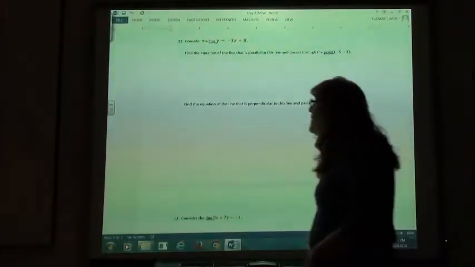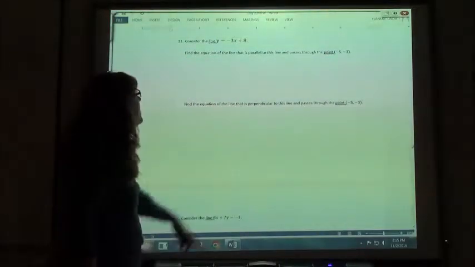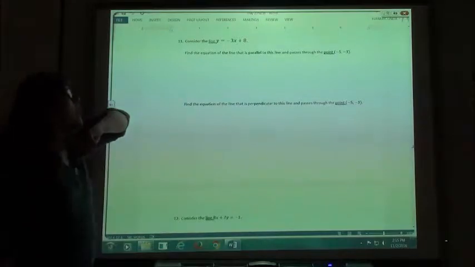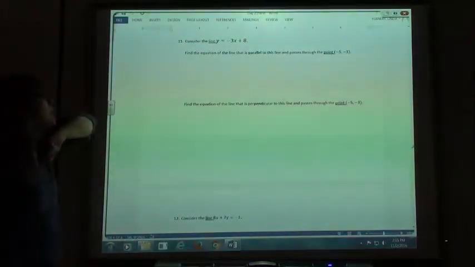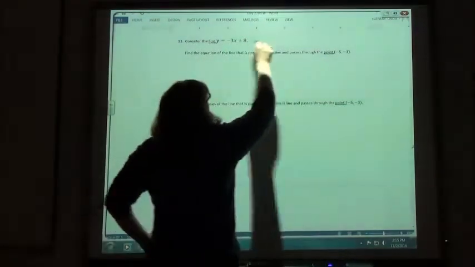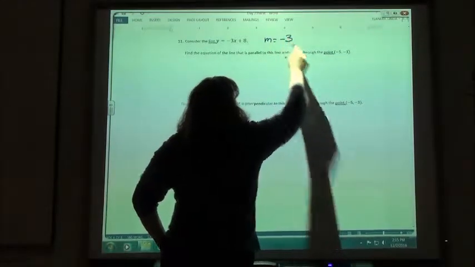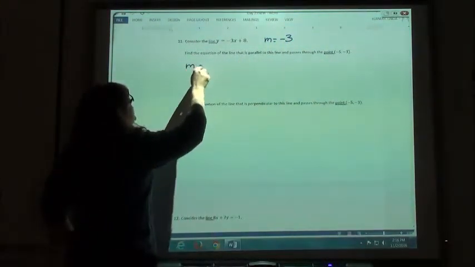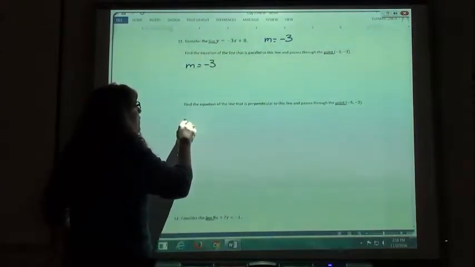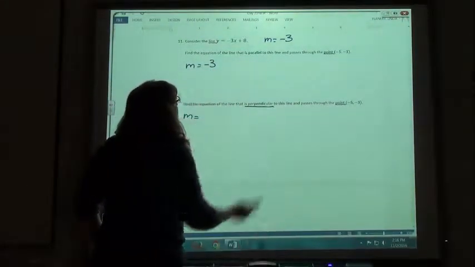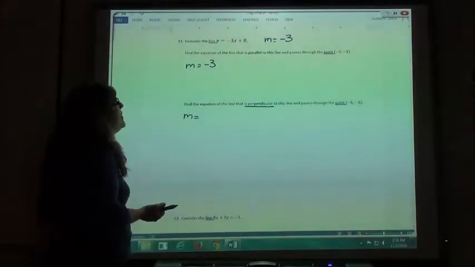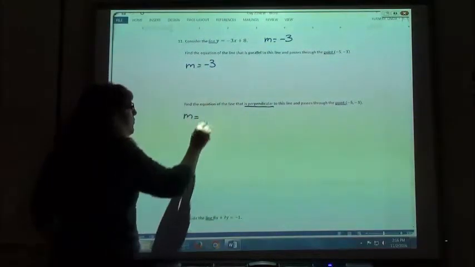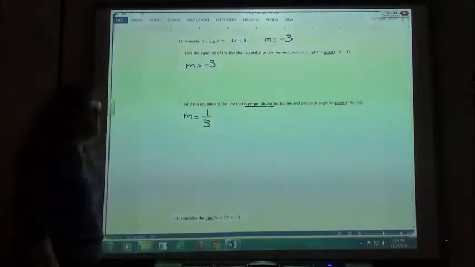Number 11, same thing here. They were nice on this one again. They already have our equation solved for y. Sometimes they won't and you have to rearrange it. So, it tells me the slope of this line is going to be -3. So for my parallel line, my slope is -3. For my perpendicular line, I'm going to have opposite the reciprocal. So since this is negative, this will be positive. The reciprocal of 3 is going to be 1/3.